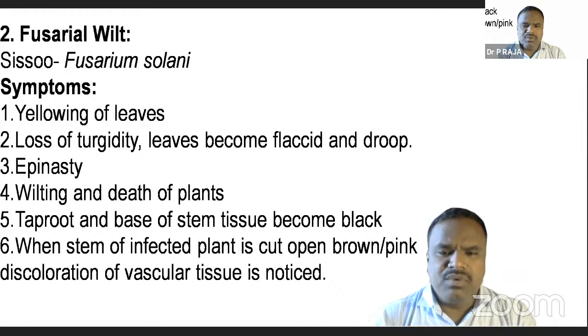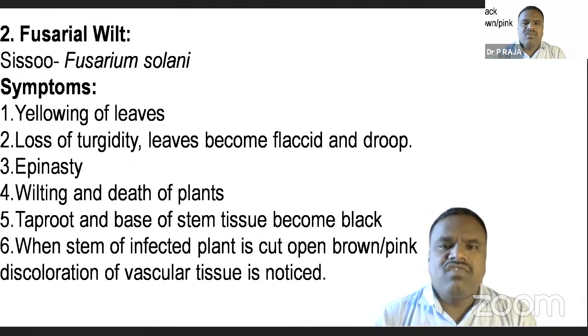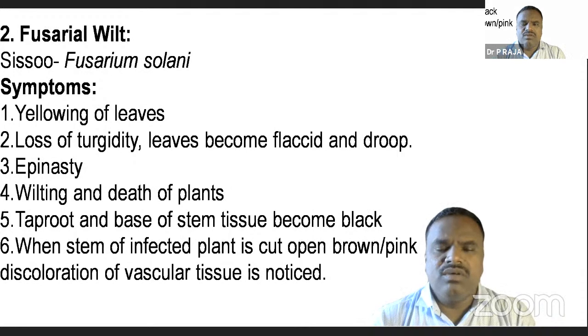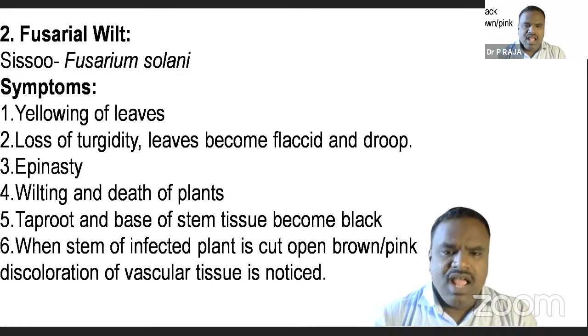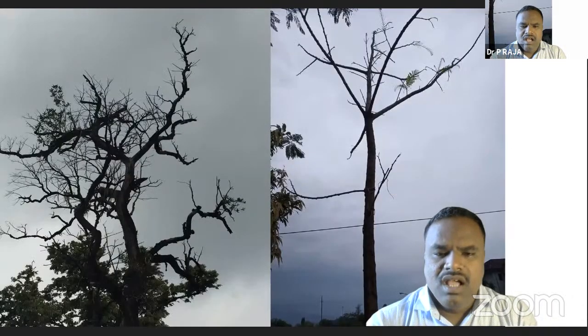And then the taproot and the stem become very black, and in the early stage of infection, if you cut and open the vascular system, you see browning. It is because of oxidation of phenols in the phloem and xylem region, right? And then discoloration of vascular tissue is also noticed. It is brown in color.